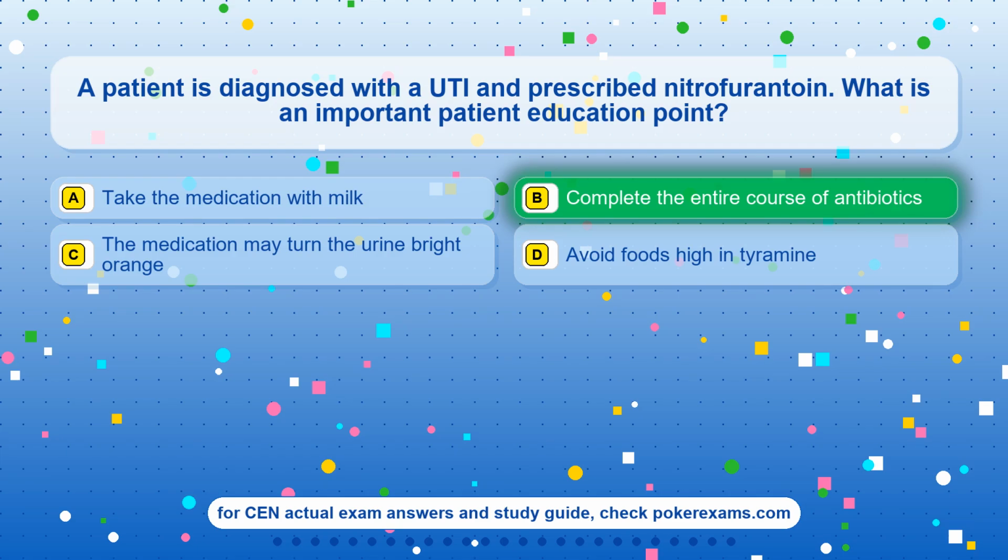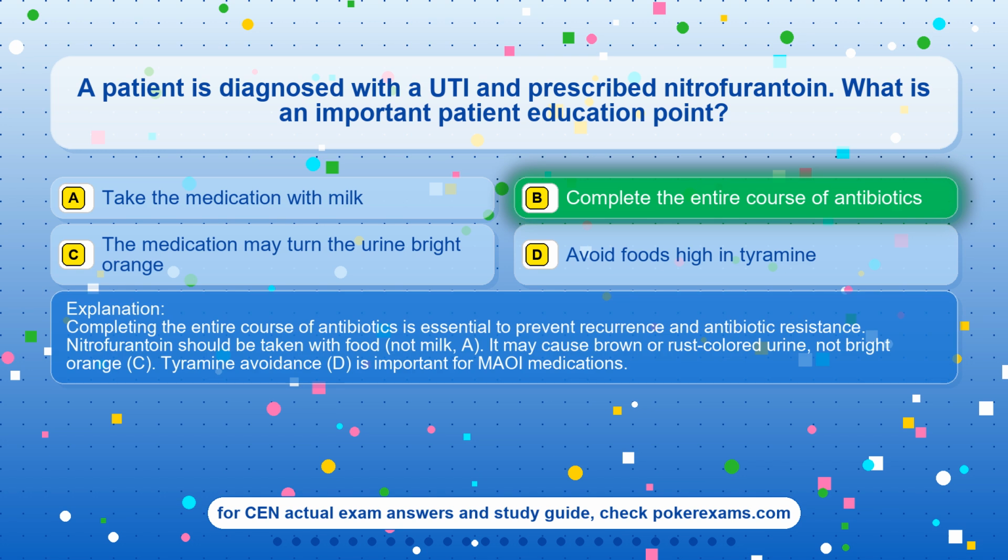The correct answer is option B. Complete the entire course of antibiotics. Completing the entire course of antibiotics is essential to prevent recurrence and antibiotic resistance. Nitrofurantoin should be taken with food, not milk, A. It may cause brown or rust-colored urine, not bright orange, C. Tyramine avoidance, D, is important for MAOI medications.